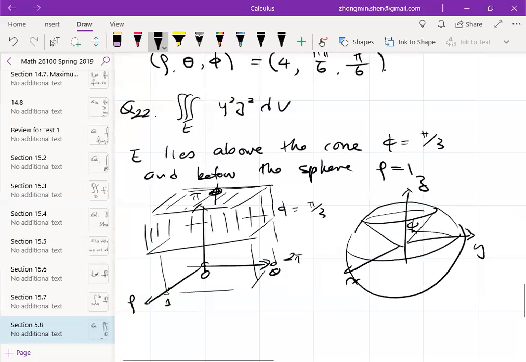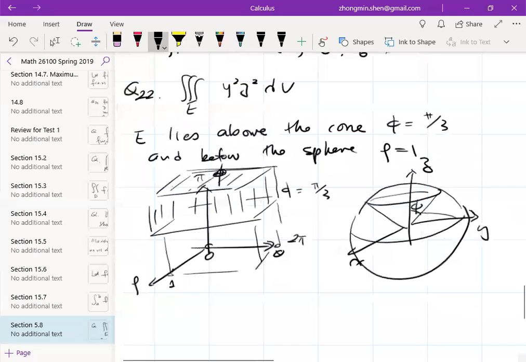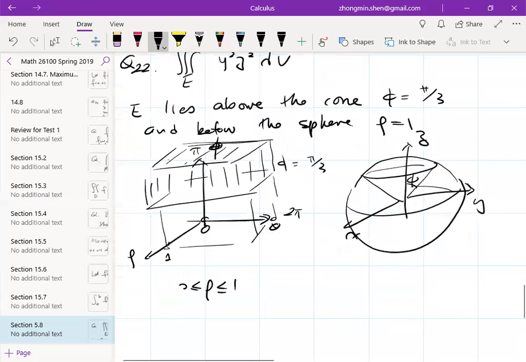So you're talking about the region. Rho is less than or equal to 1. And phi is actually above the cone. So to describe the region, rho is between 0 and 1, phi is greater than pi over 3, less than pi. Oh, sorry. No, because we start from 0 here. If you look at the picture, it's clear that phi is between 0 and pi over 3.